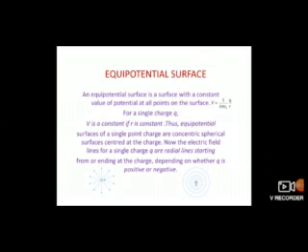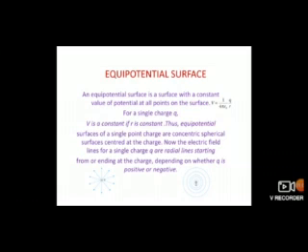Equipotential surface is a surface with constant value of potential at all points on the surface, and we know the expression for potential due to a point charge. V equals 1 by 4 pi epsilon naught q by r. For a single charge, according to the expression, V will be constant if the distance r is constant. Or contrarily, when r is constant, V is constant. Thus, equipotential surfaces of a single point charge are concentric spherical surfaces centered at the charge.